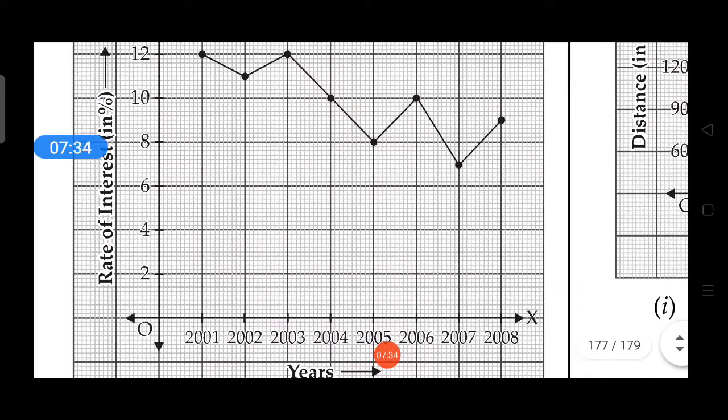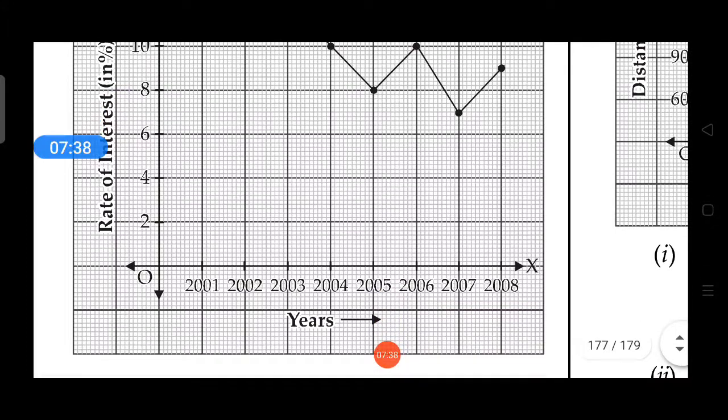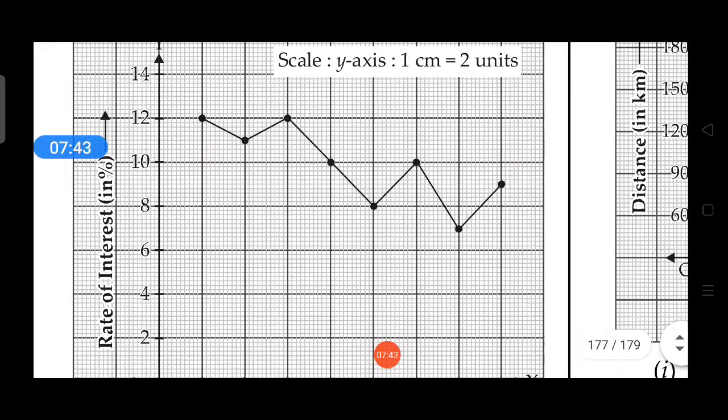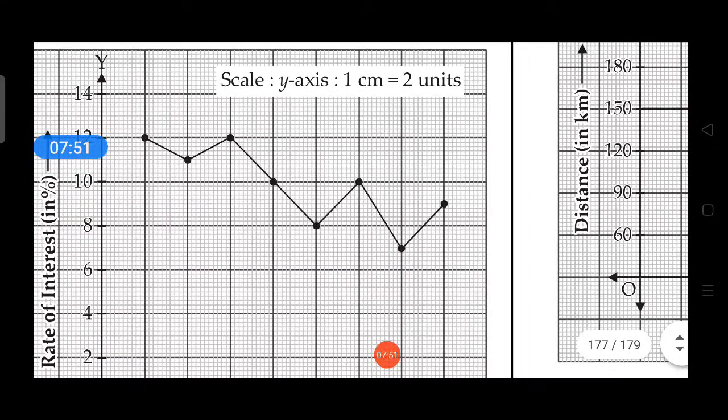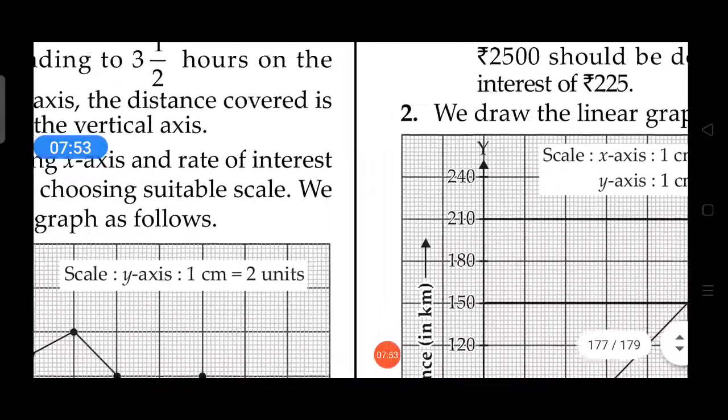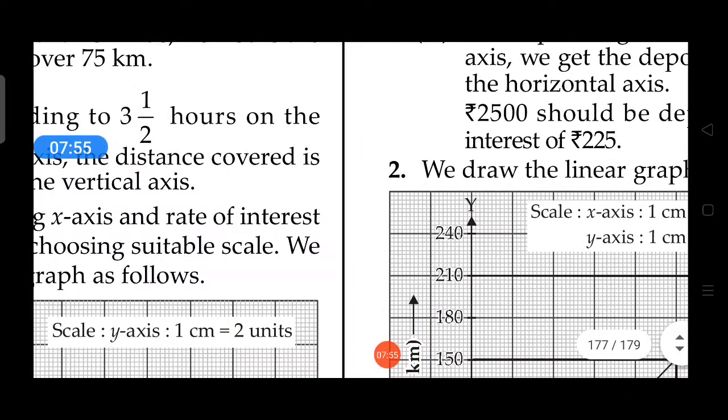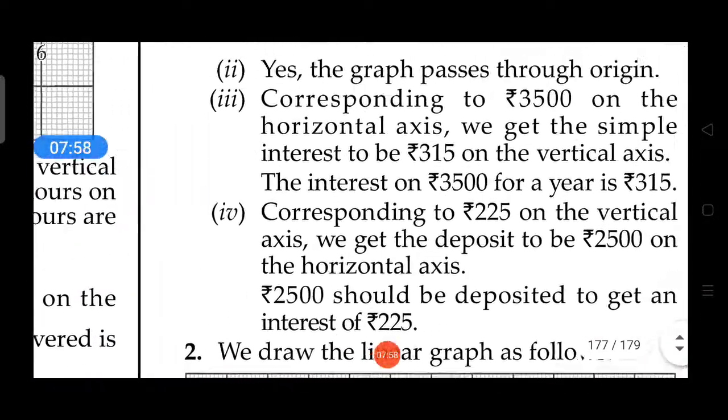So rate of interest we will draw on y-axis, and years will be on x-axis, and we will put the values on the graph, and after that we have to join with the help of a scale. So this is about exercise 18.3.